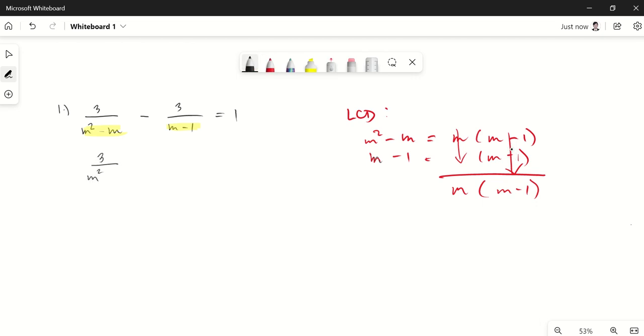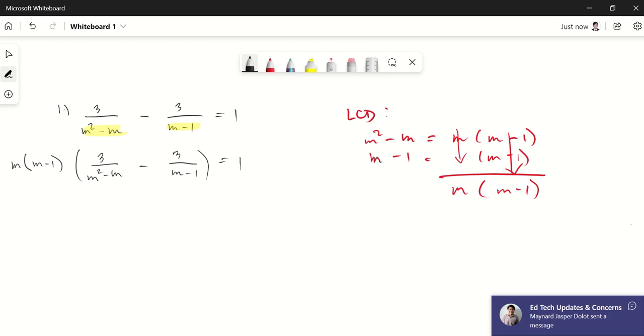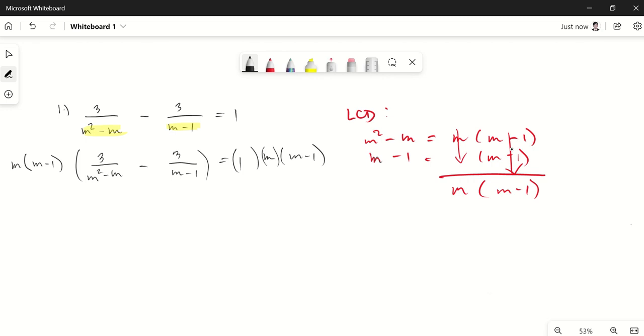The next step is to multiply the LCD on both sides of our equation. On the left side, that would be m times the quantity of m minus 1, and the original left side of the equation should be enclosed in parentheses. The right-hand side of the equation should be multiplied as well with the LCD, m times the quantity of m minus 1, to maintain the equality of the equation.